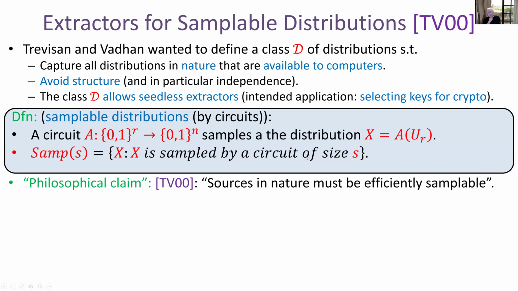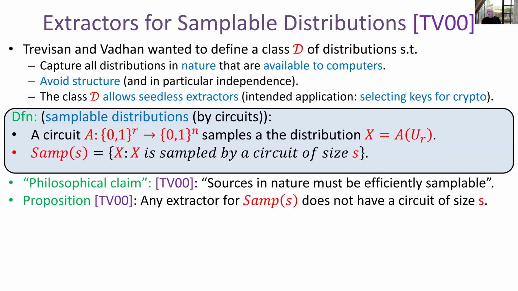And Trevisan and Vadhan made the following philosophical claim, that nature must be efficient, namely that sources that are found in nature and are available to computers should be efficiently samplable. So this class of sources should cover the distributions which are available to computers, even if we consider circuits of small size, say linear size or quadratic size.